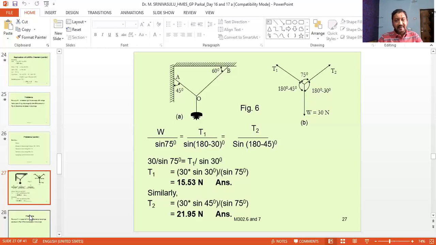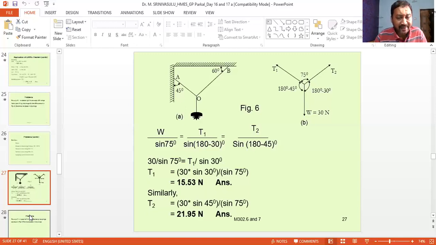Similarly, equating T2 by sin(180 minus 45 degrees) is equal to W by sin 75. Here also sin(180 minus 45) is nothing but sin 45. Therefore, T2 will become W into sin 45 by sin 75. So by substituting the values, T2 is equal to 21.95 newtons. So this is the tension in the string OB.